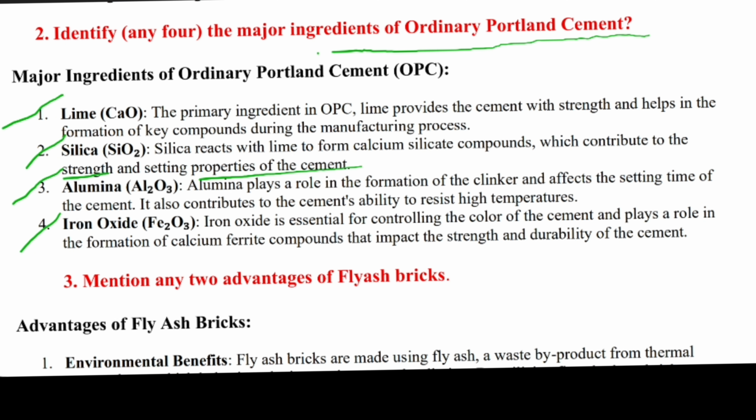Coming to iron oxide, what is the role of iron oxide? Iron oxide gives color to the cement. When lime and iron oxide react, a calcium ferrite compound is formed, which gives good strength and durability to the cement.